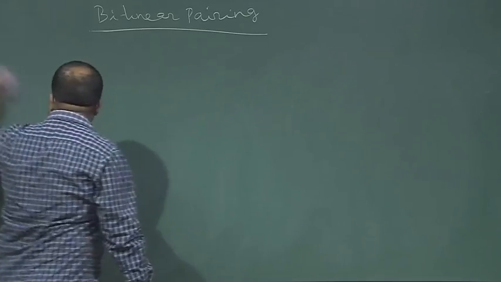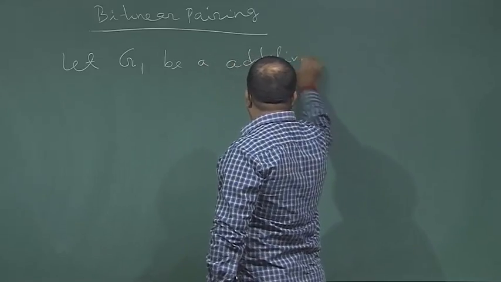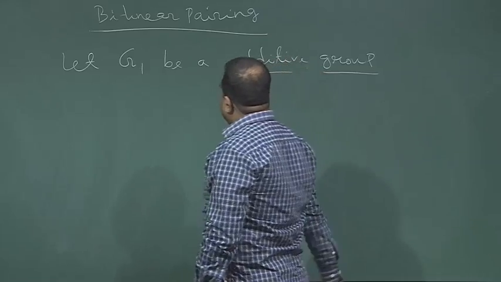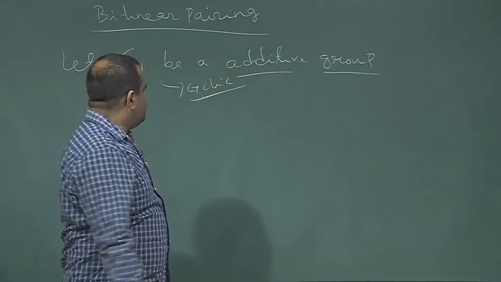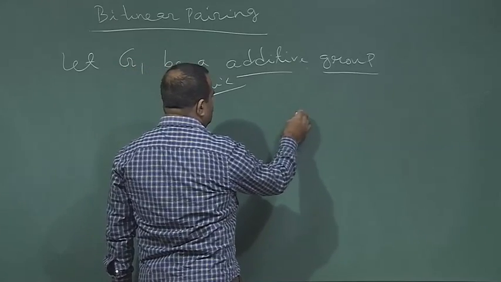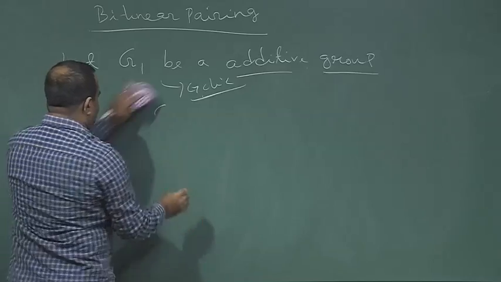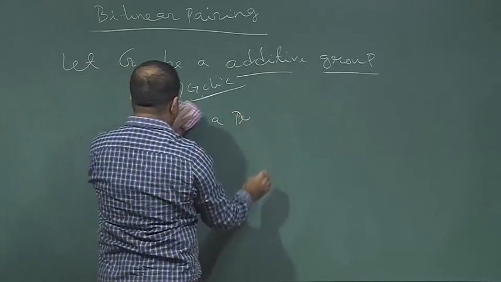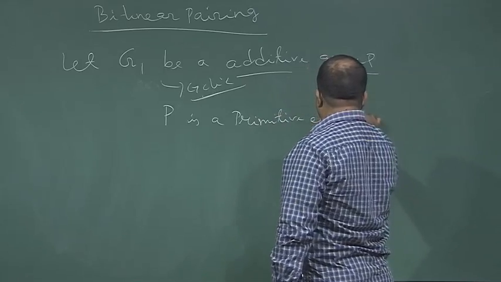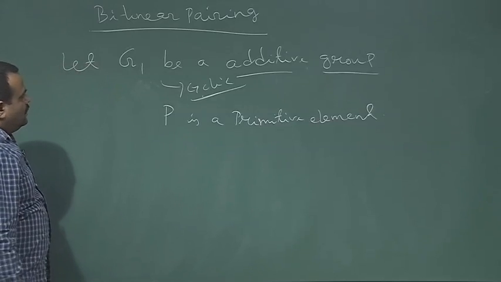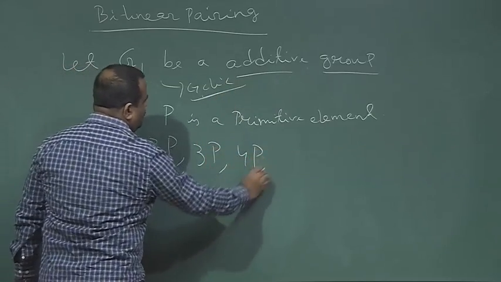For that, let us have a group, say G1. Let G1 be an additive group, and it is also a cyclic group, but the operation is in the additive sense. So, let P be a primitive element of this group. Then the elements are basically P, 2P, because it is in the additive sense, 3P, 4P like this.